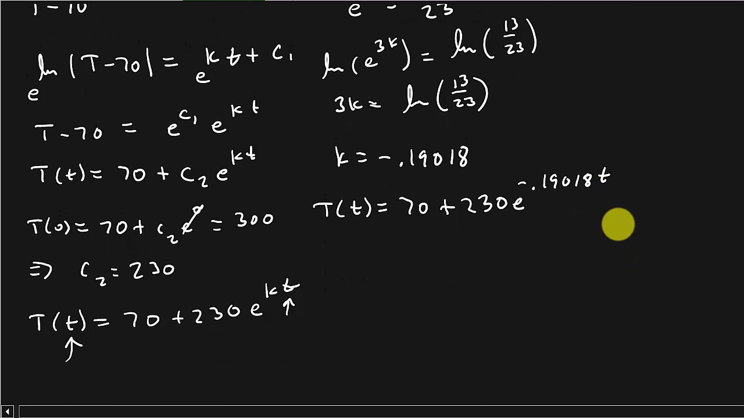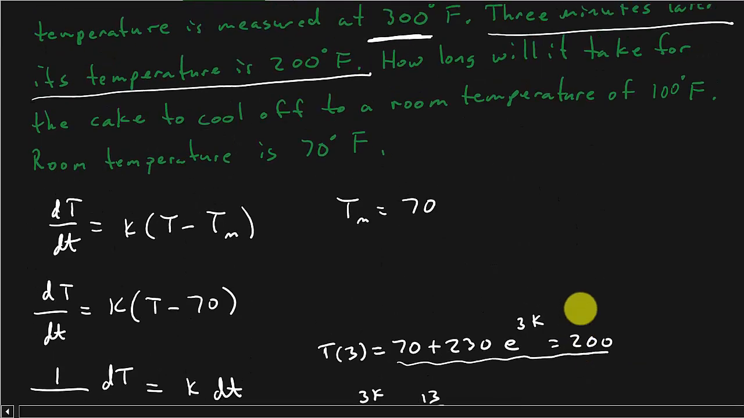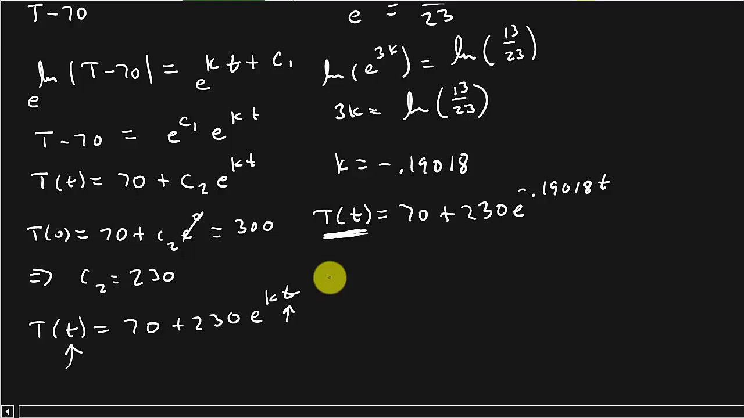And so what do I want to know? I want to know, when does this temperature here reach 100 degrees? Is it 100? Make sure. Yeah, 100 degrees. So I want to know, when does 70 plus 230 e to the negative 0.19018t equal 100?